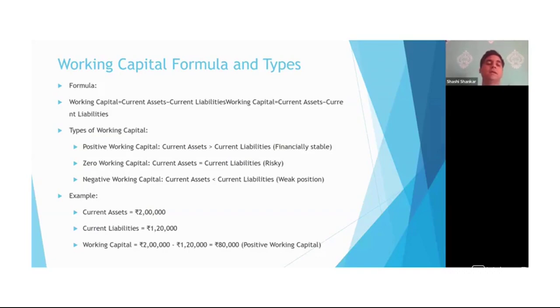Ultimately, the best suitable situation is current assets greater than current liabilities. For example, current assets are 2 lakhs, current liabilities are 1,20,000. So working capital is equal to 2 lakhs minus 1,20,000, which is equal to 80,000, right? So that is nothing but positive working capital, all right? Because here I can see current assets are greater than current liabilities.